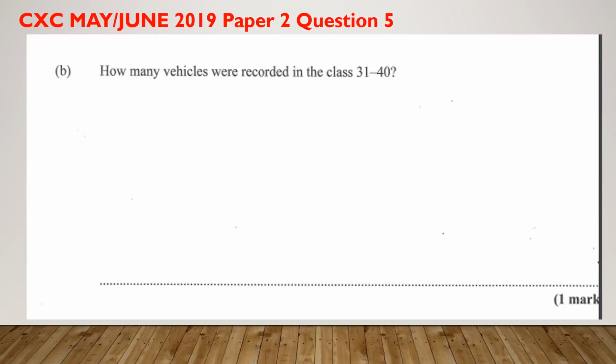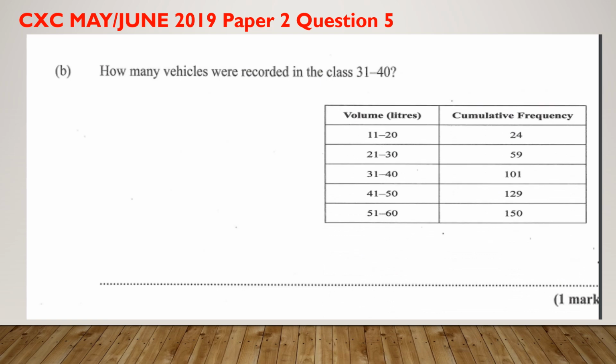Here we have the B part of the question. How many vehicles were recorded in the class 31 to 40? Now we need our table from the question before, and we notice it's a cumulative frequency. There is no frequency column. Usually you would have frequency and then cumulative frequency. So what we will have to do is look at 31 to 40, the class interval they're talking about.